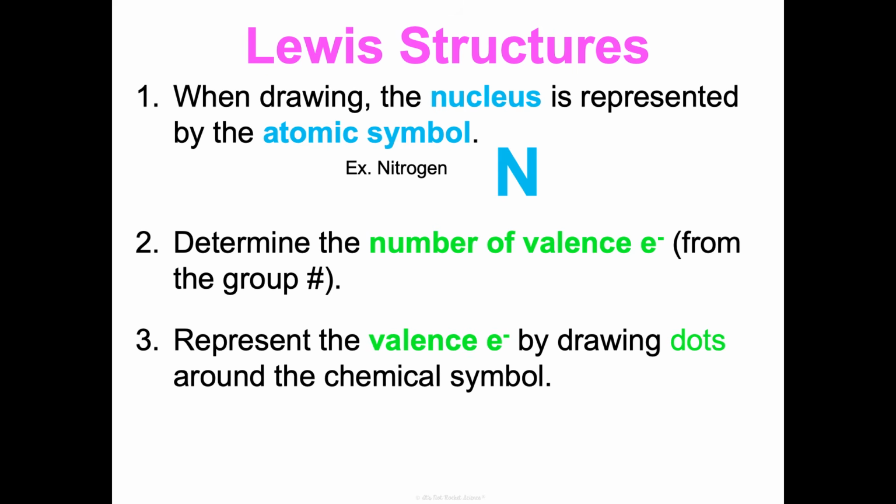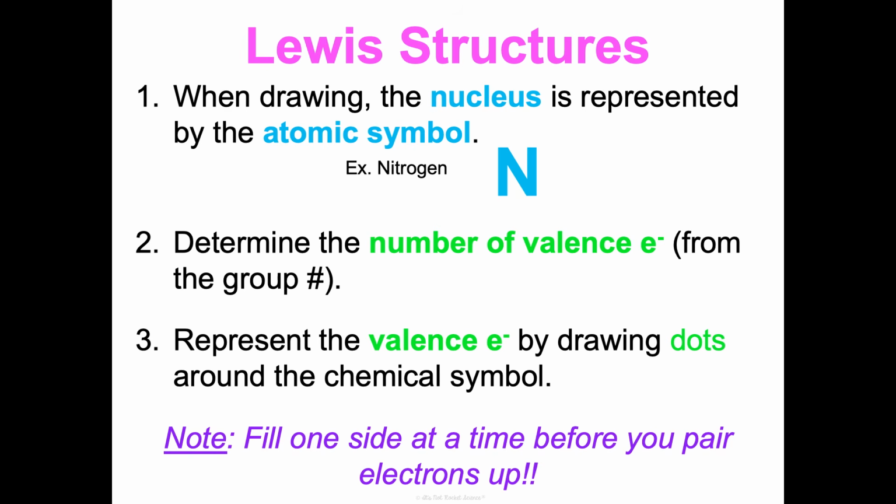Now, we're going to represent those valence electrons by drawing dots around the chemical symbol. But here's the kicker. We're going to fill one side at a time before we pair any electrons up. Now, there's a reason for this, and we'll get into it a little bit more in concept 2, but I just want to give you a heads up on that now. Just follow that rule and you'll be good to go. Okay, so if there's 5 valence electrons, we'll do 1 on the top, 1 on each side, and then we'll start pairing them up from there. So that's where we get our 5 valence electrons.